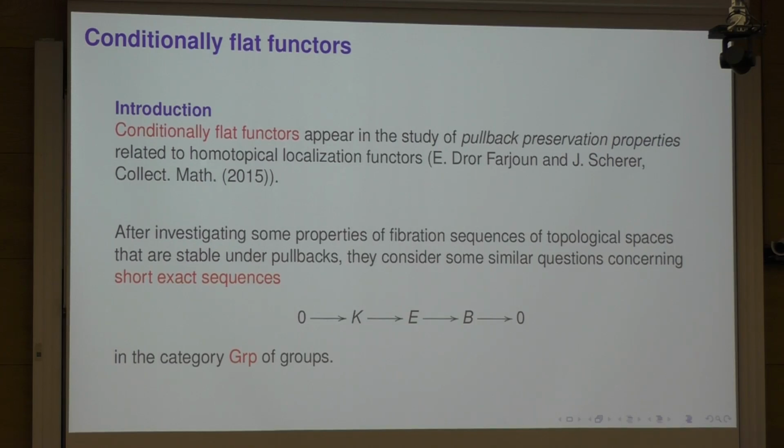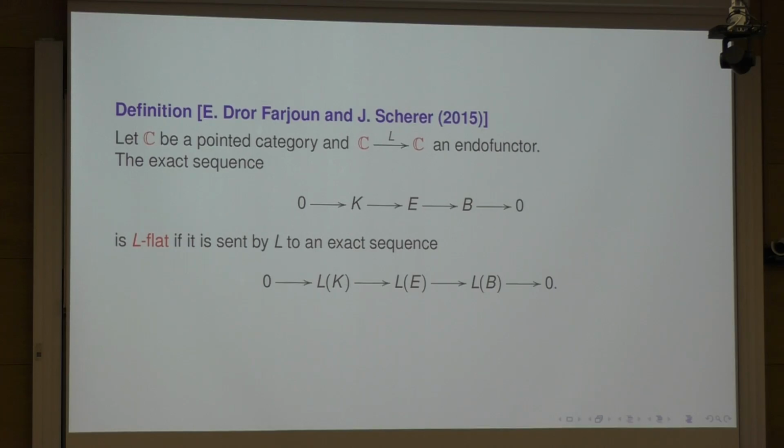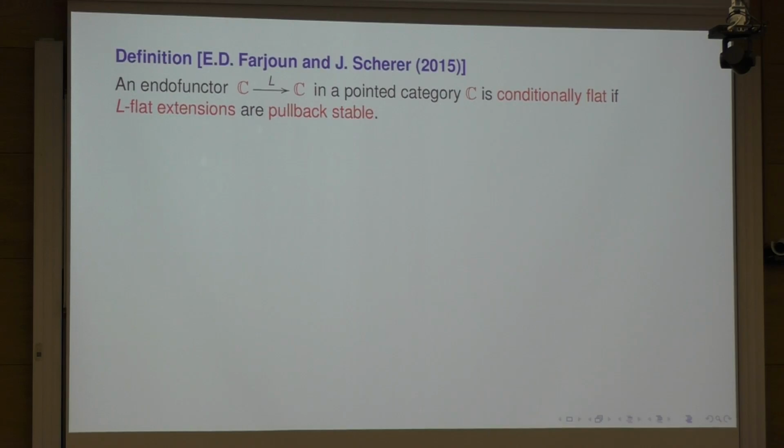So in order to explain what a conditionally flat functor is, let me tell you first what a flat short exact sequence is. So if C is a pointed category with a 0 object and L is an endofunctor, then the exact sequence K→E→B is called L-flat if it is sent by the endofunctor L to an exact sequence L(K)→L(E)→L(B). So it's just preserved by the endofunctor. And then Farjoun and Scherer call an endofunctor conditionally flat if L-flat extensions are pullback stable. So it's a very natural condition.